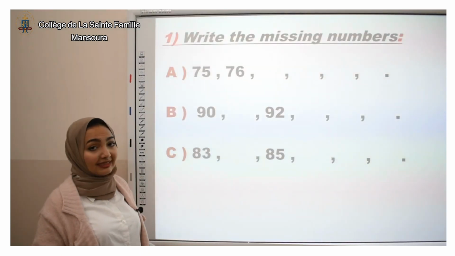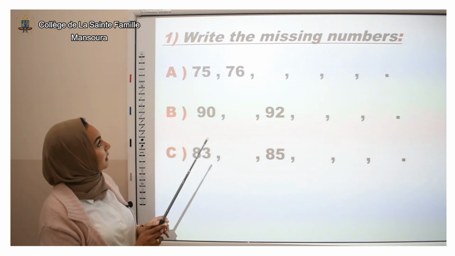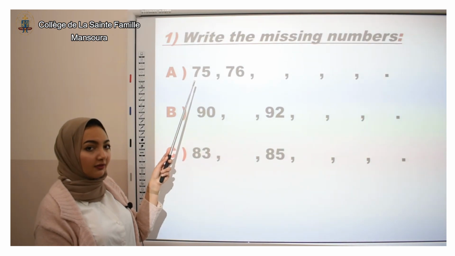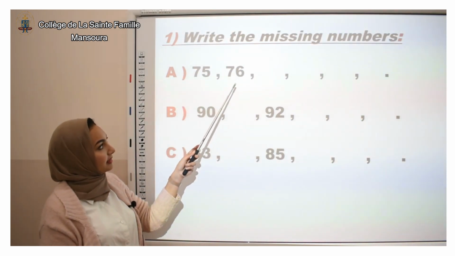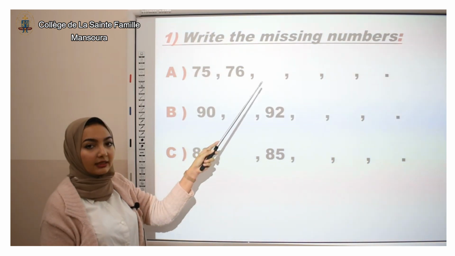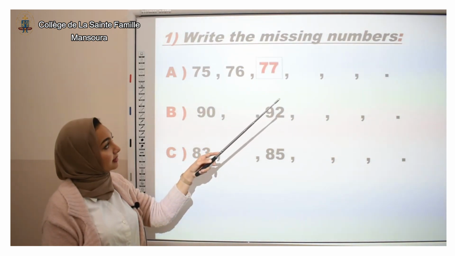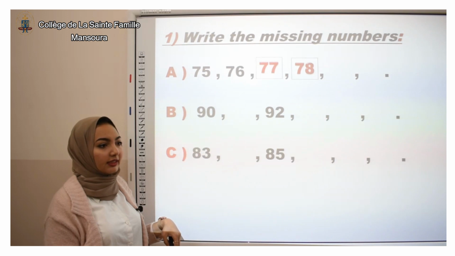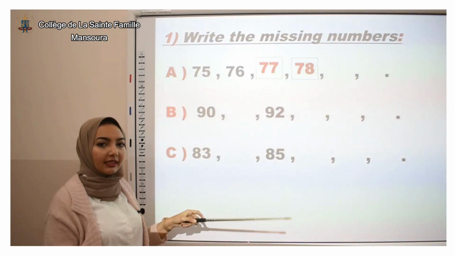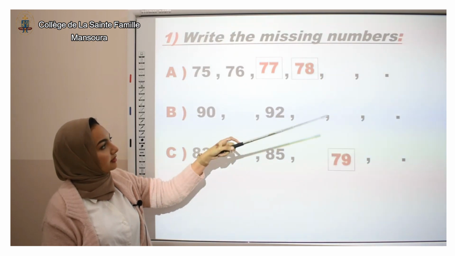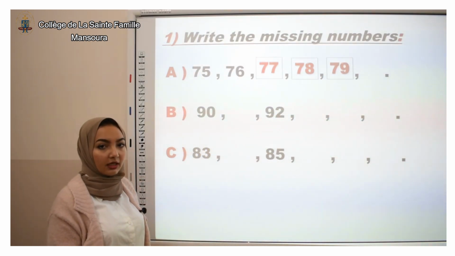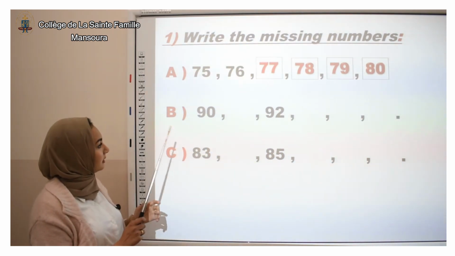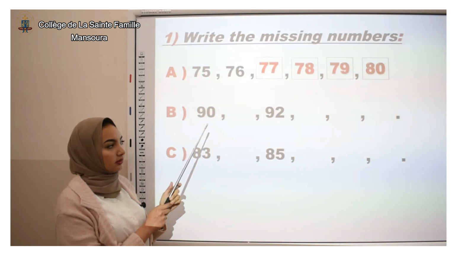Okay. Let's have an exercise on the numbers. Okay, write the missing numbers. This is number 75. Okay. 76. Okay. So, what is the next number? 77. After 77, 78. Okay, after 78, yes, 79. And after 79, 80. Excellent.